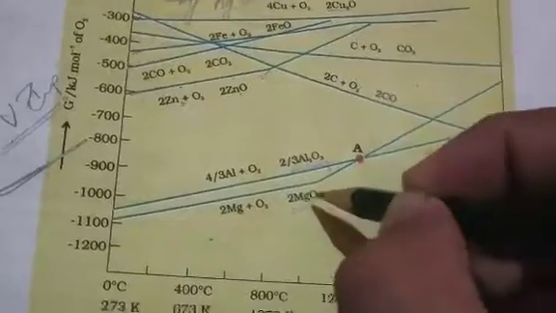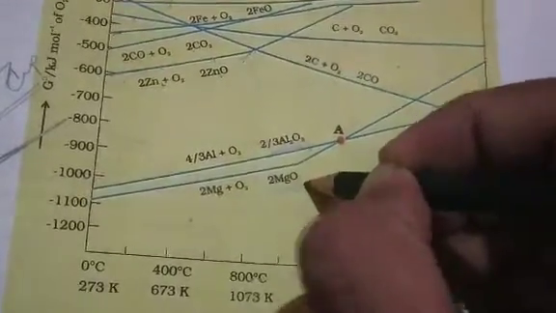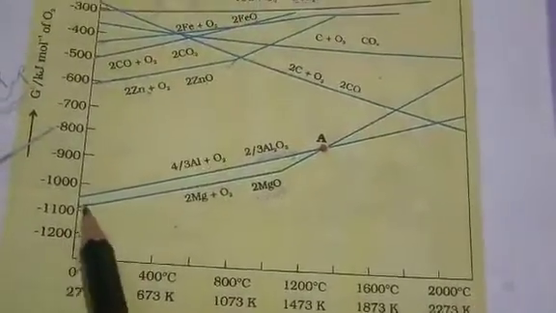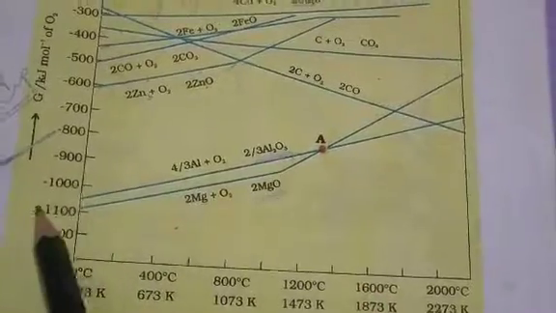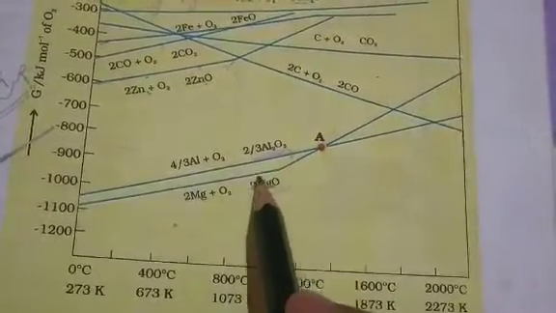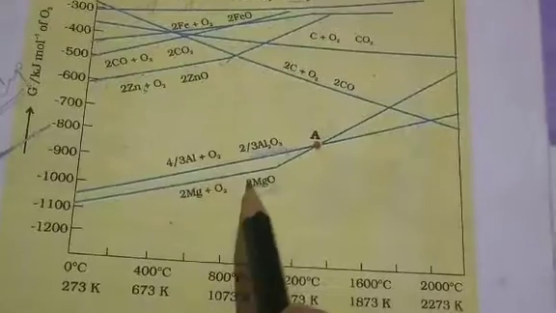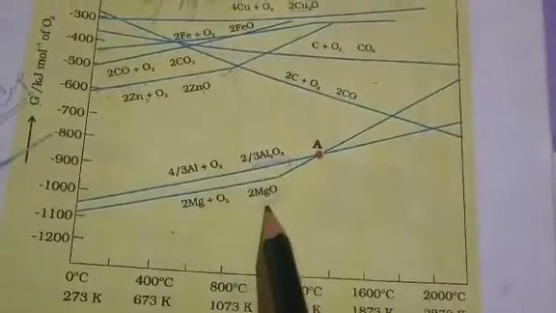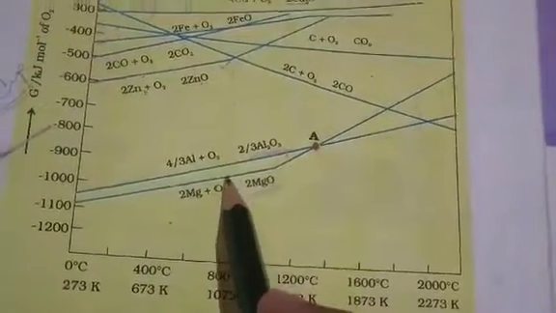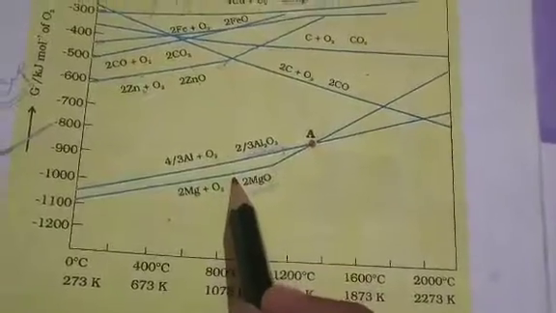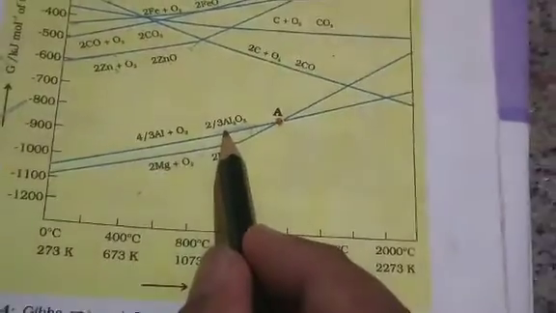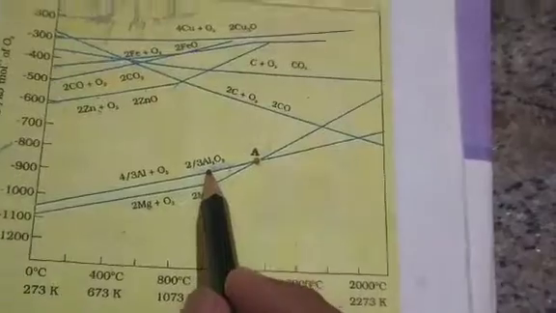Of course I can use it. When can I use it? Only when the curve of the metal oxide of the reducing agent you are choosing lies below the curve of the metal which we are going to reduce.